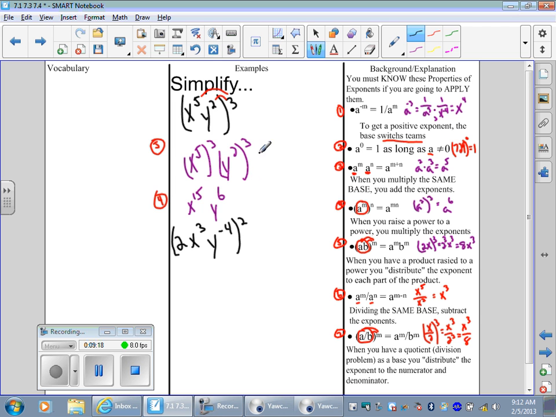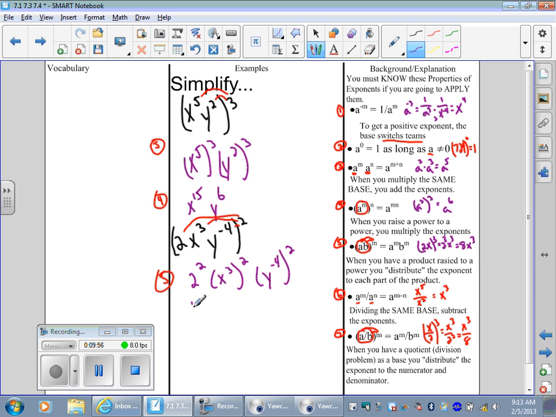Now, you'll see again I need to apply property 5. I need to give this 2 to every part of this multiplication problem in here. So I need to give the 2 to the 2, to the x cubed, and to the y to the negative 4th. So that would be 2 squared, x cubed needs to be squared, and y to the negative 4th needs to be squared. And again, if I'm keeping track of which property I just applied, I just applied property 5.